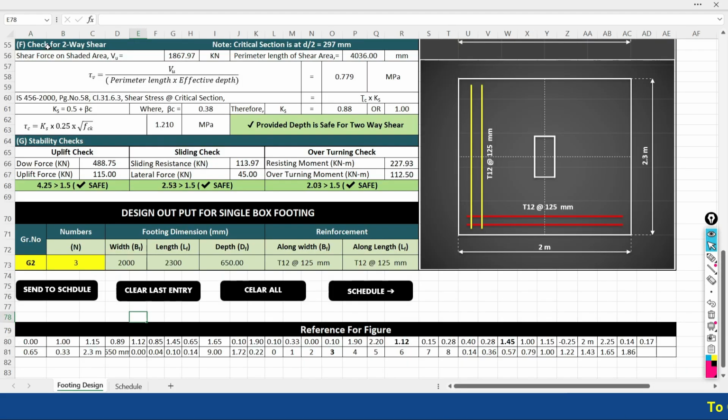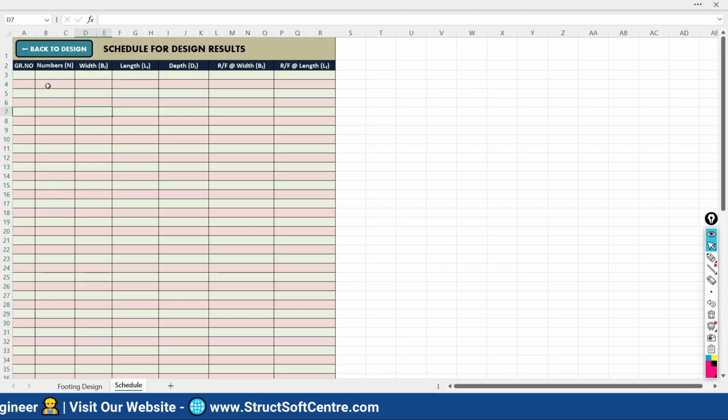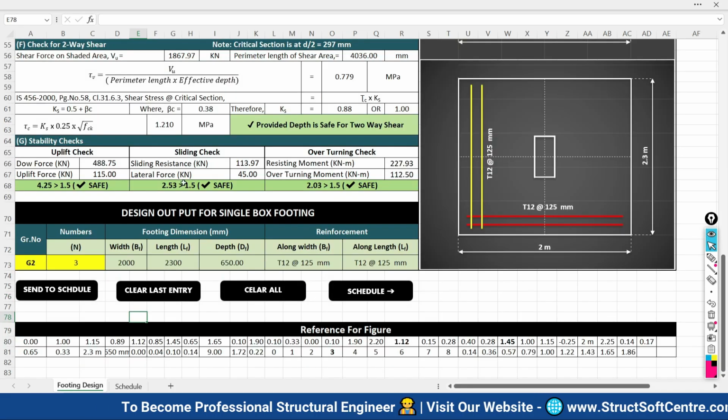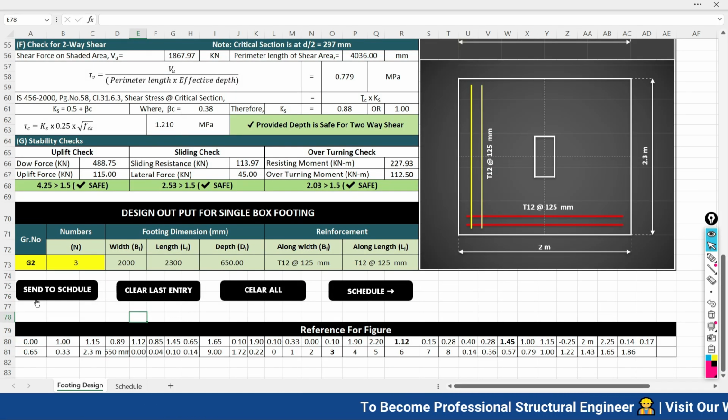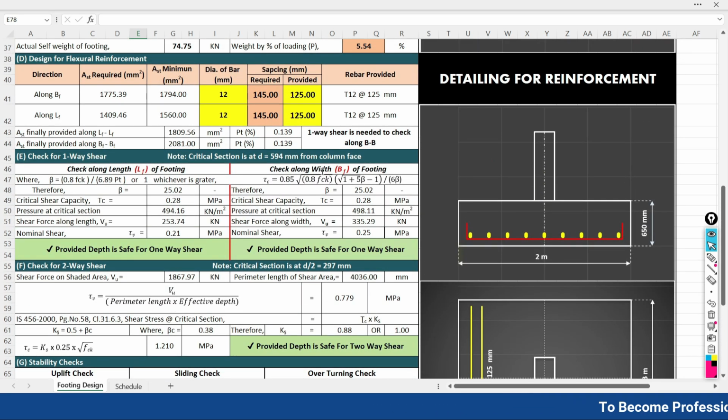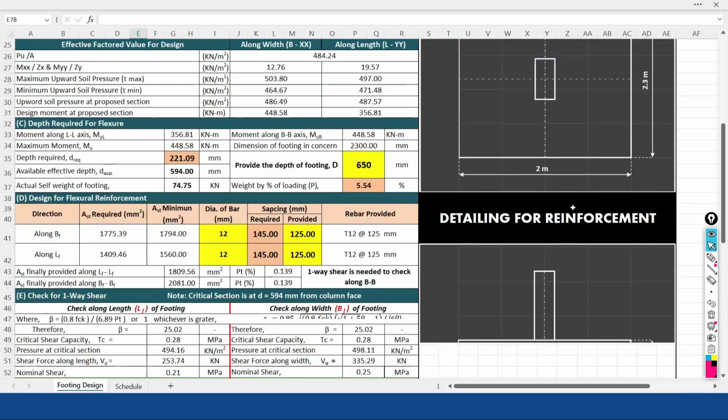So I would like to come back to design again, and if your project is completely done, then you can simply click over clear all. Once you click over clear all, the entries from your schedule are cleared. So guys, you don't need to go to your schedule again and again to put it in manually. With the help of this sheet, you can prepare your schedule automatically by just clicking these buttons. And as per your design calculation done by the spreadsheet, your detailing is also going to be updated here.